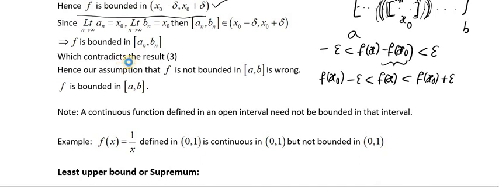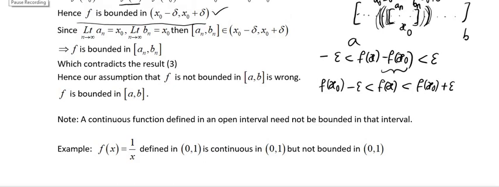So if this is not possible, then we can say that our assumption is wrong. Then what is the correct one? F is bounded in closed interval is correct. From this, we can easily say that a continuous function which is defined on a closed interval is bounded. So, theorem 1 proof is completed.